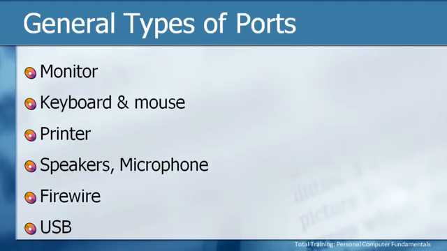There are several types of ports, and this can be very confusing to people, so we want to go over some of the basics. There are actually many more types of ports than this. Some of them, though, are older, and you don't see them very often, so I didn't want to confuse you with things you probably won't see. Some of them are also very specific. What we're covering here are the ports that will be important for you as a new computer user. They include a monitor port, a keyboard and mouse port, a printer port, a port for speakers and microphones, something called FireWire, and something called USB.